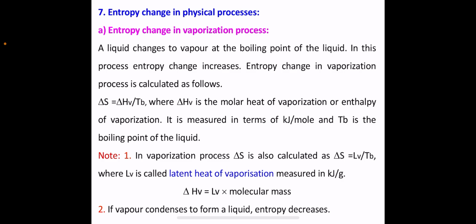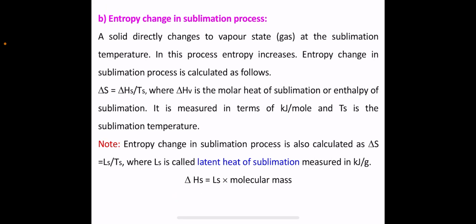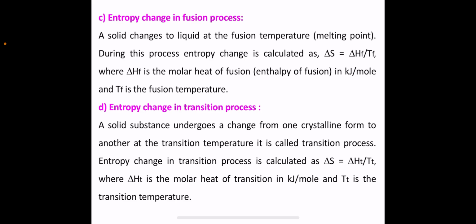Here also observe this one. Delta Hv means molar heat of vaporization. So the molar heat of vaporization is equal to Lv, that is the latent heat of vaporization, times the molecular mass. Okay, the next physical process is entropy change in the fusion process. A solid changes to liquid at the fusion temperature, and that is what is called the melting point.